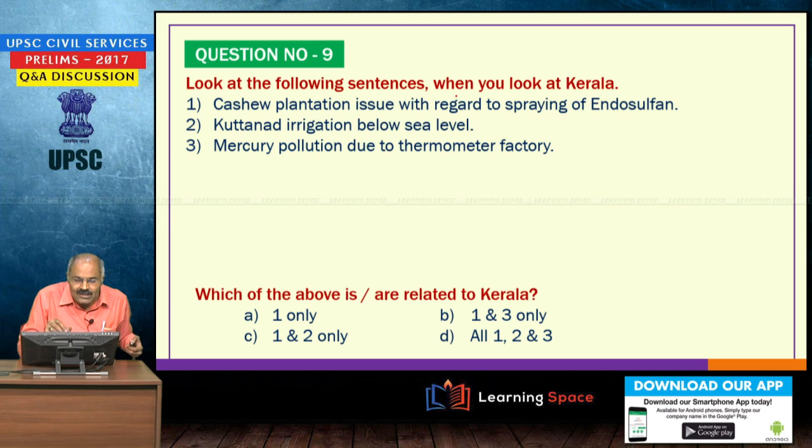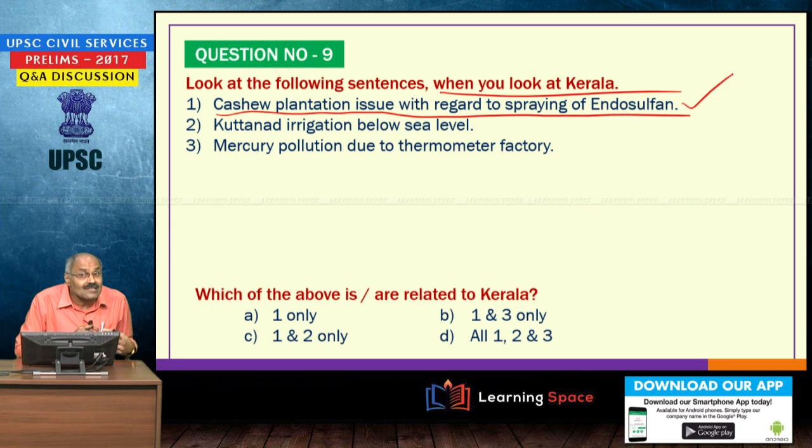Then look at the following sentences when you look at Kerala. First one is cashew plantation issue with regard to spraying of endosulfan on cashew plantations. Endosulfan was sprayed in Kasaragod district of North Kerala, and this was also in the news during the year. So, this issue pertaining to Kerala, several people got disabilities because of this endosulfan spraying.